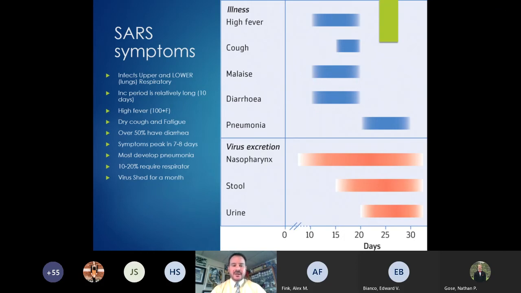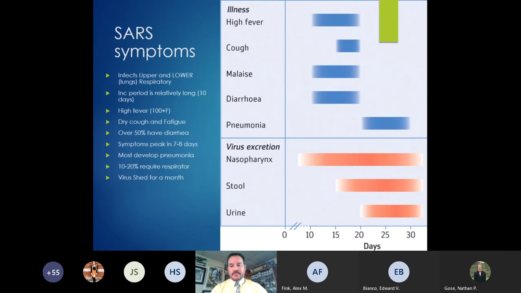High fever was evident, again, a little bit different than the common cold coronavirus, but dry cough, fatigue, high fever, again, similar symptoms to what we're seeing now. One of the unique symptoms, though, was that with the original SARS, about half of the patients had some kind of diarrhea. That's not really being seen with our current COVID-19 disease as a result of SARS-CoV-2. Symptoms peaked in about a week. And again, most did develop pneumonia.